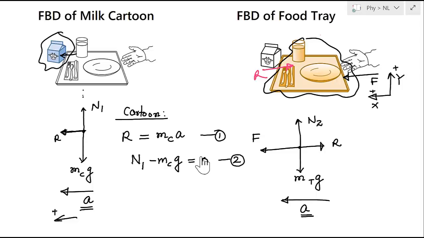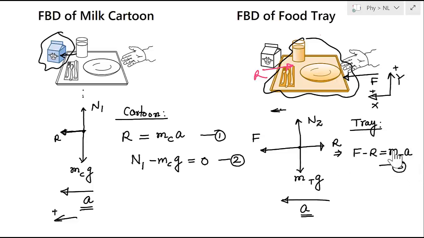Now let us write Newton's second law for the tray. In this direction, one force is acting, that is F, and in this direction R is acting, which is basically negative. So the total force equals mass times acceleration, where the mass of the tray is mt and the acceleration is a, because both objects have the same acceleration. This is Newton's second law for this object in the horizontal direction. Let us call this equation 3.